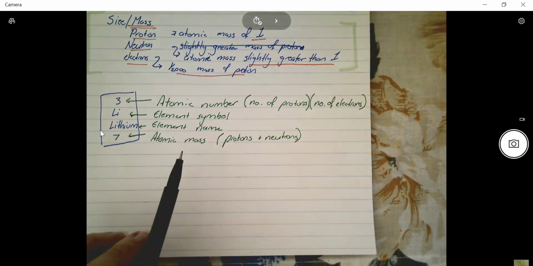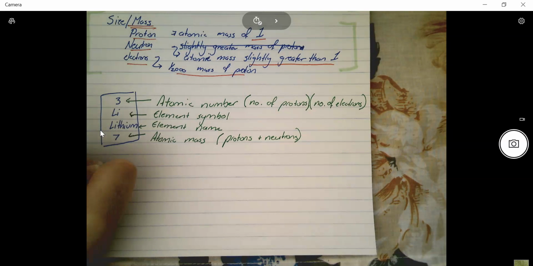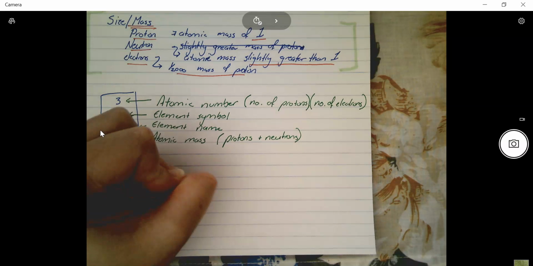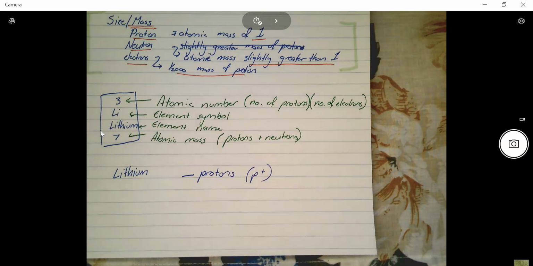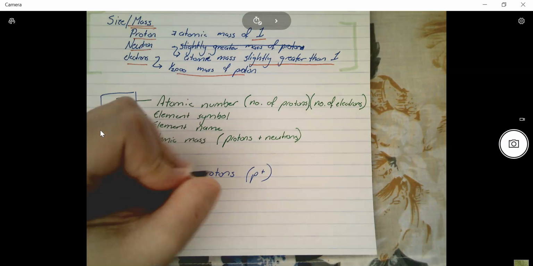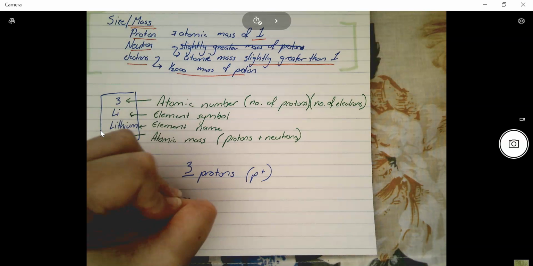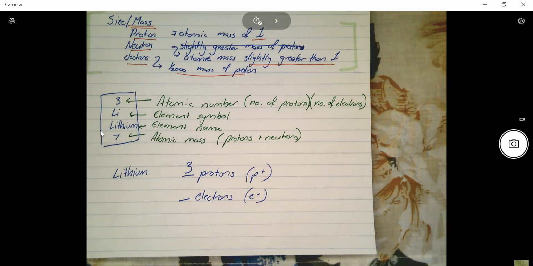How is this useful for us? So if we're going to look at lithium, well, lithium we now know has how many protons? Well, the atomic number tells us the number of protons. The atomic number for lithium is 3. So we have 3 protons. How many electrons does lithium have? Well, the atomic number also tells us our number of electrons. It's 3.